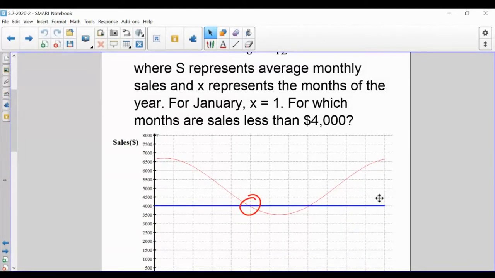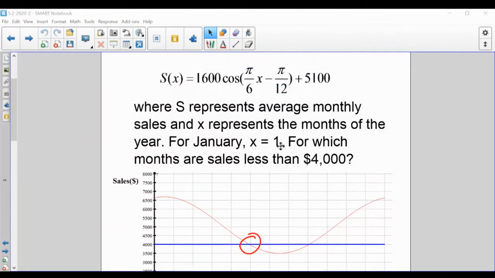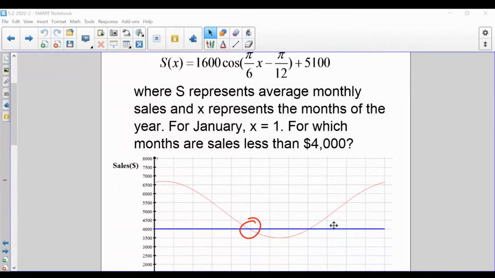This is not the way that you're supposed to answer it, but I want you to just see for yourself what it kind of looks like on a graph, which is what you're looking at right now. This red line represents the function, the 1600 cosine, etc. The blue line represents the $4,000 level of sales. So clearly, the sales are way above 4,000 for a part of the year. It dips down, usually in the warmer months, then it rises again.